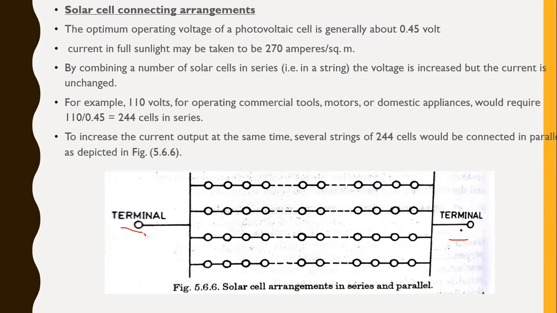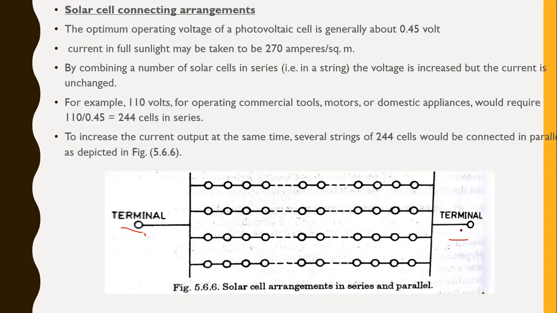At this volume of exposed area of the cell, the current will be 1.08 amperes and the voltage will be 0.45. Output power is voltage into current. So 0.45 into 1.08 is equal to 0.49 watts. This is compared in full sunlight.